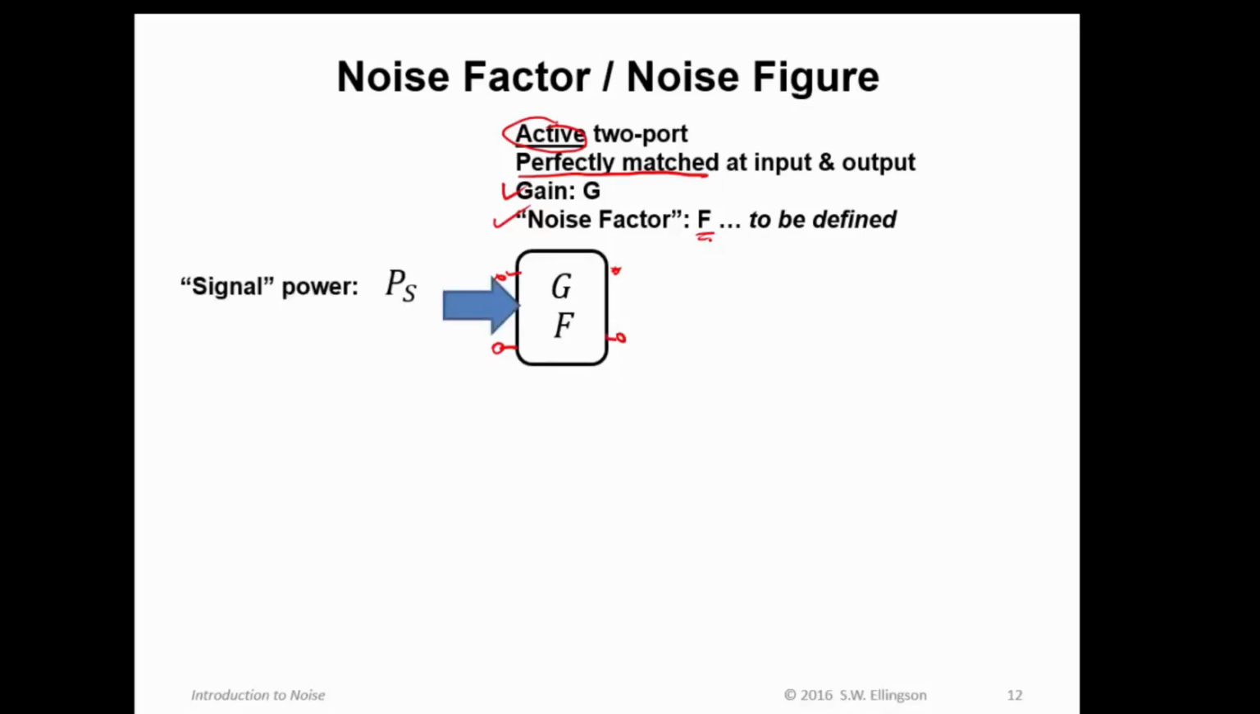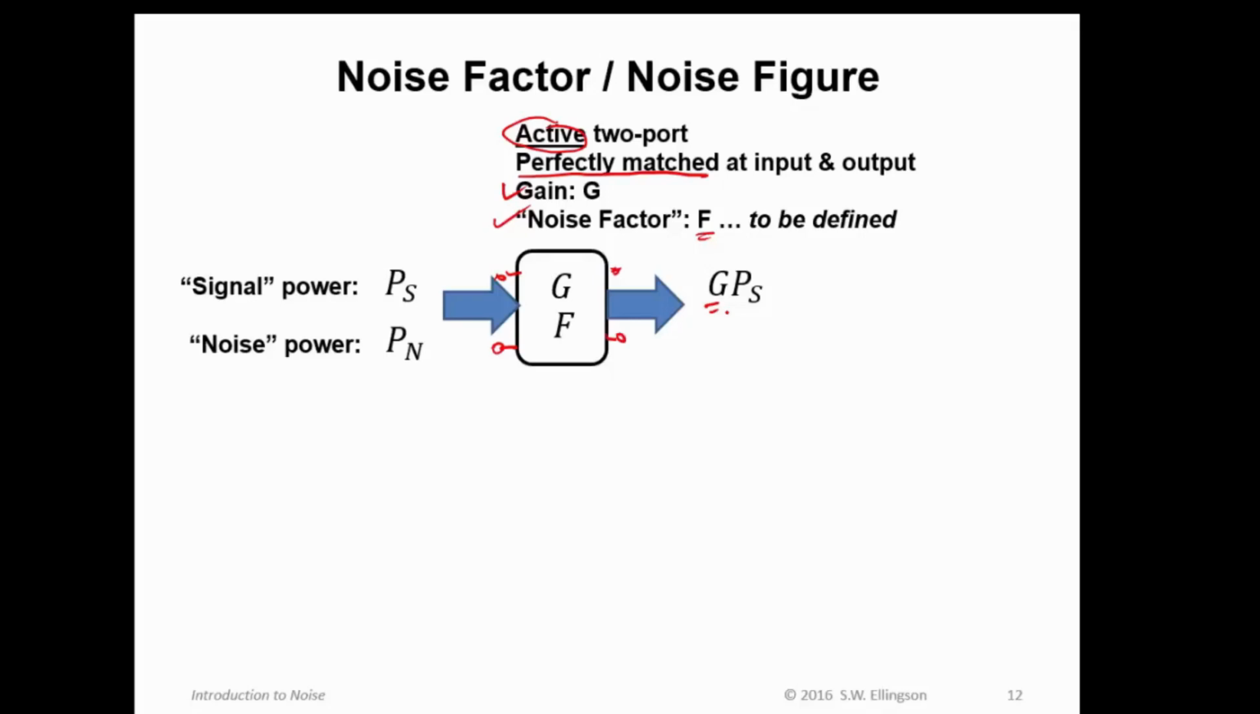First, I apply some signal power, P sub S here. So P sub S is signal power applied. And out the back comes G times P sub S, right? The signal power is increased by the gain of the two-port.